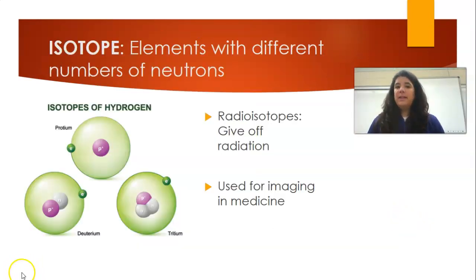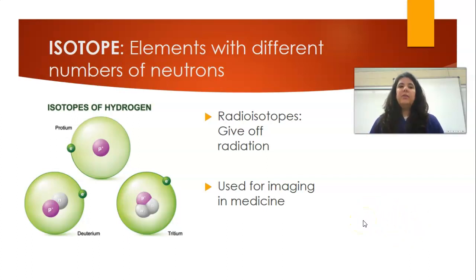Isotopes are going to be elements that have different numbers of neutrons. So for instance, here are the isotopes of hydrogen. Hydrogen has 1 proton. If it has 2 protons, it's not hydrogen, it's helium. So all hydrogens have 1 proton, okay? But some hydrogens have more than 1 neutron. Protium doesn't have any neutrons at all, so the 1 proton sits in the nucleus by itself, okay? Deuterium has 1 neutron. Tritium has 2 neutrons. So isotopes are atoms of the same element that have different numbers of neutrons.